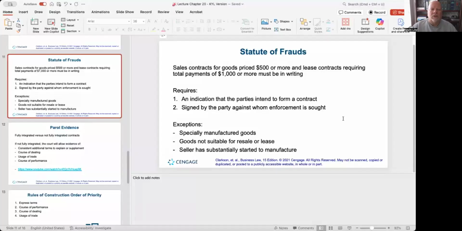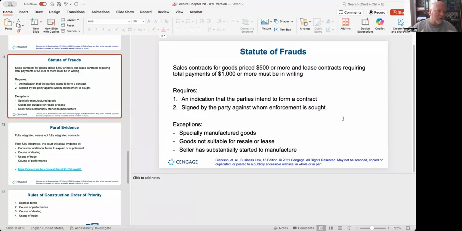Now, let's move to a concept called the Statute of Frauds. Well, why is it called the Statute of Frauds? Well, theoretically, the key here is that courts wanted to stop fraud and say, which type of contracts do we require to be in writing?